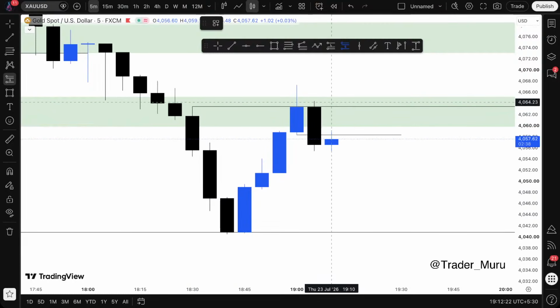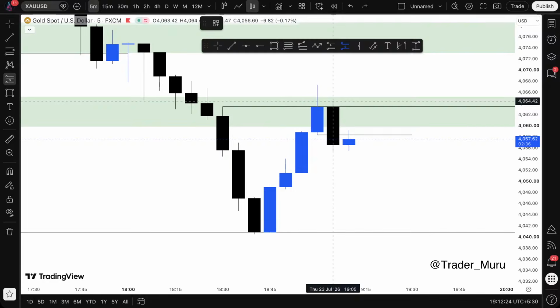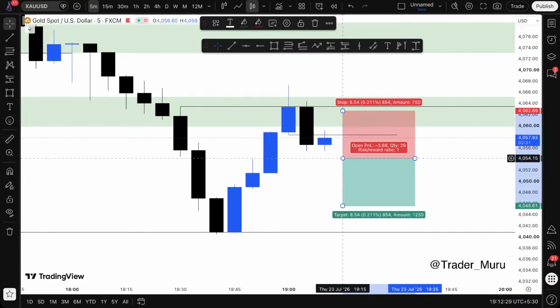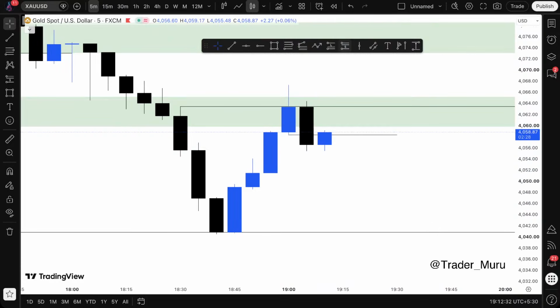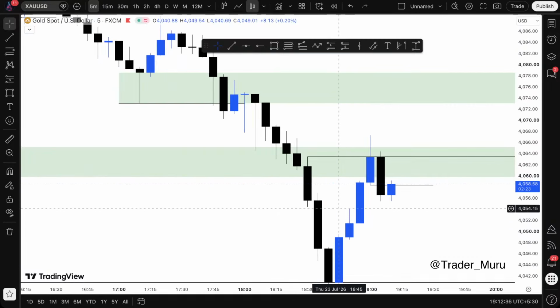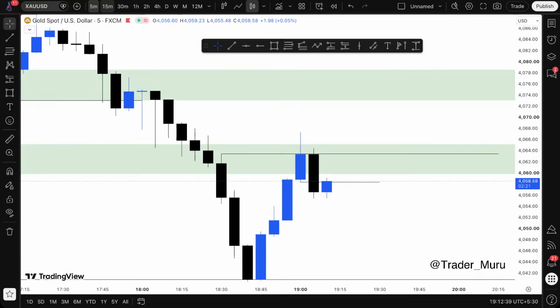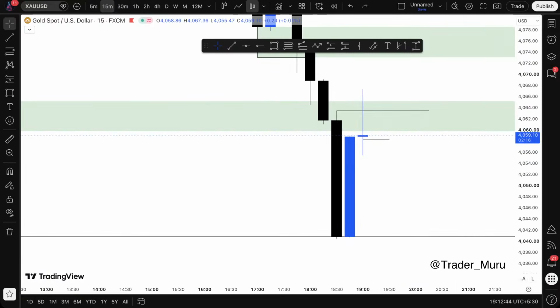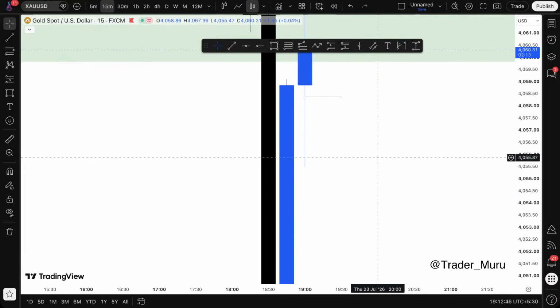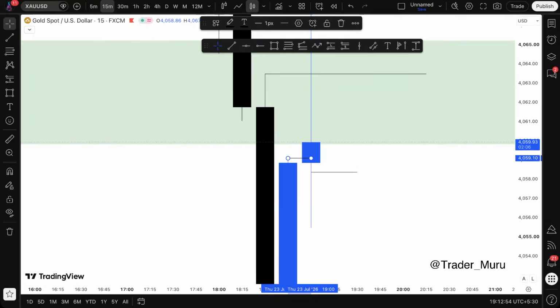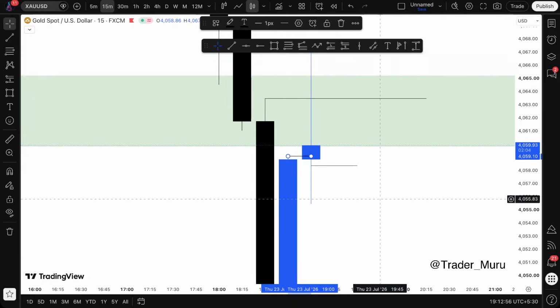Let's focus on our short entry. The testing candle should not close above 4064. We can short on the next candle opening. What is this? The 15-minute will also close in between that. I need this candle to close at 59.10.